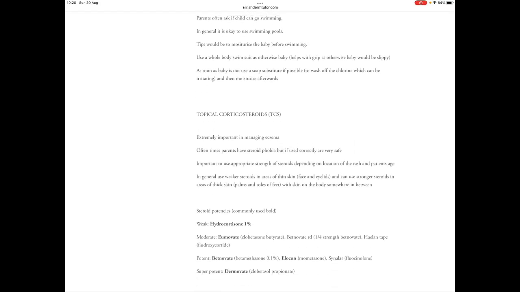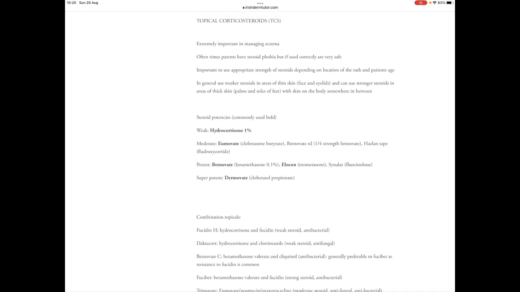One thing that sometimes comes up is parents may ask if a child can go swimming, and in general, you don't want the child to miss out on swimming, so you could say it's okay to go to swimming pools, but you probably advise them to moisturize the baby before swimming. You then obviously want them to use a whole body swimsuit, as they might be too slippy otherwise if you've just moisturized them. And then importantly, as soon as the baby is out, use a soap substitute if possible. This will help wash off the chlorine, which can be very irritating, and then you moisturize them right away.